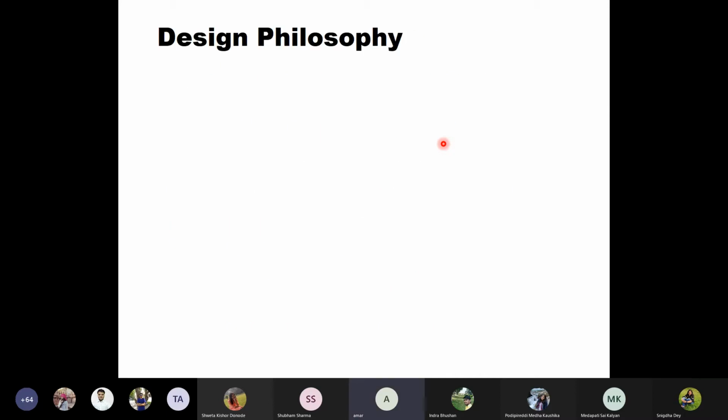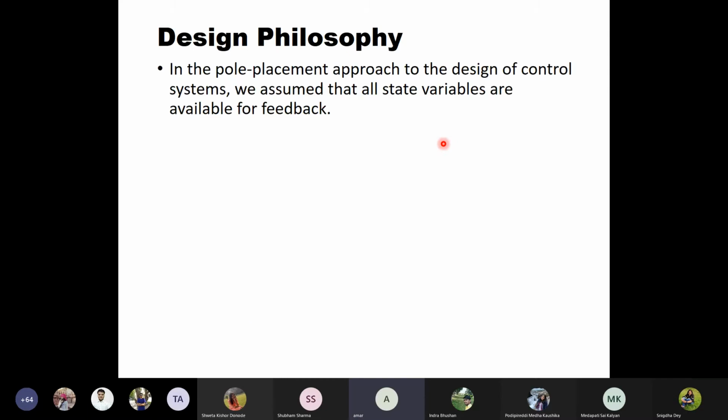Okay. So in state observer design, the major design philosophies are that in the pole placement approach to the design of control system, we assume that all state variables are available for feedback. So initially, when I design the state feedback controller, we assume that all states are available for feedback. That means all states are measured.